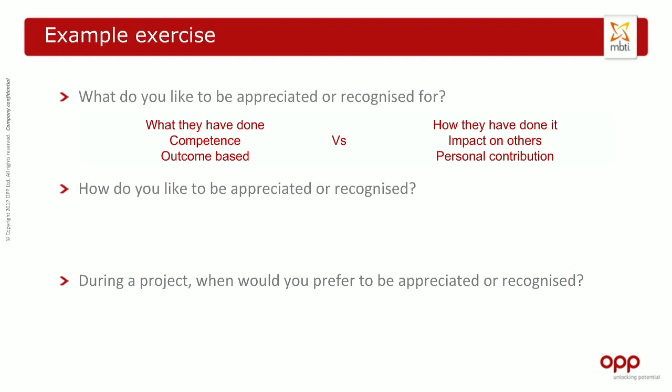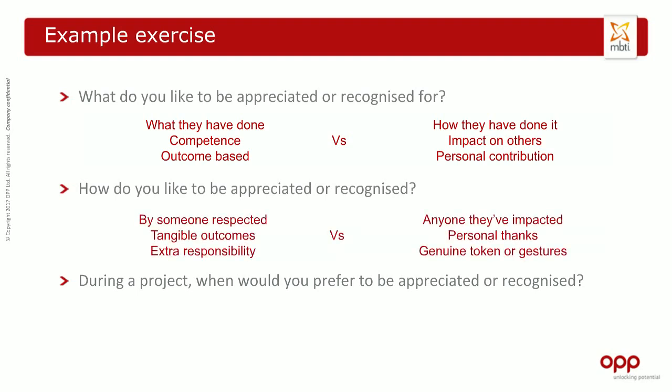In terms of how you like to be appreciated or recognized, some people wanted this to come from someone they respected. So, for example, it could be their manager, superiors, or a subject matter expert. And they wanted this to be recognition which would be more tangible as well. So it could be a bonus, having a salary increase, or being awarded more responsibility. For others, this could come from anyone they've impacted on, their manager, colleagues, customers, or end users. Things like bonuses may also be important, but they were not the top priority. It would be to receive personal thanks or a token of appreciation.